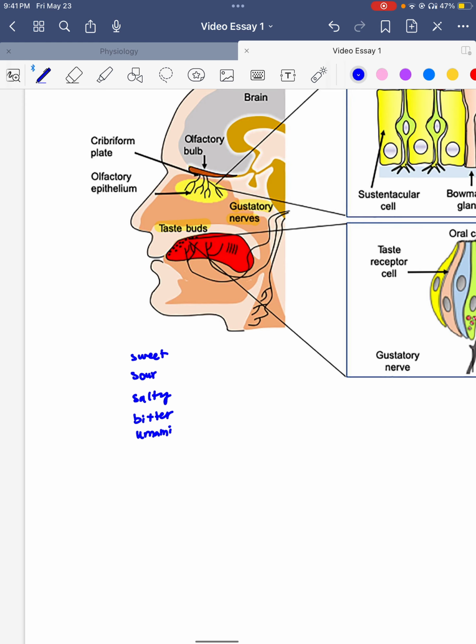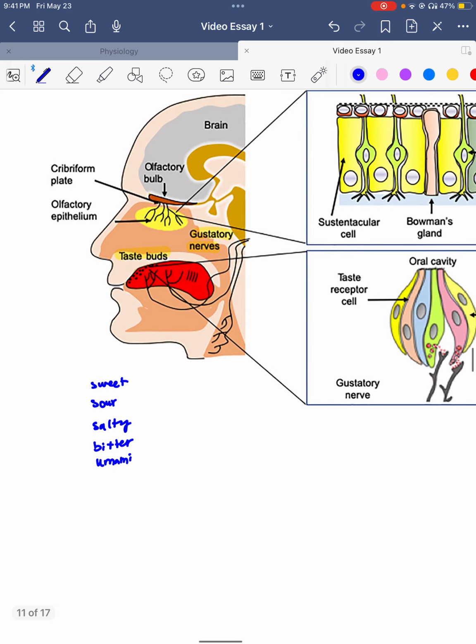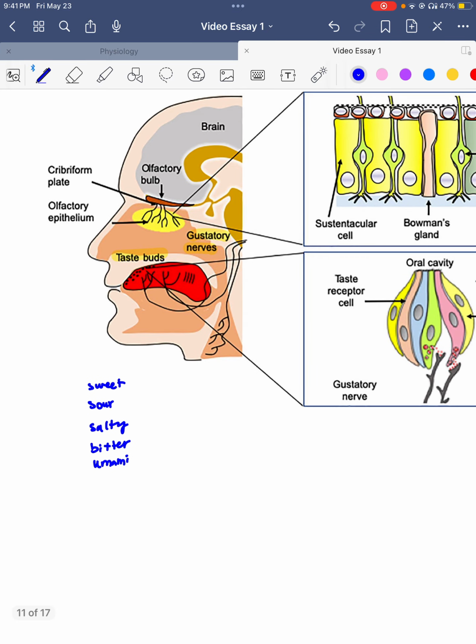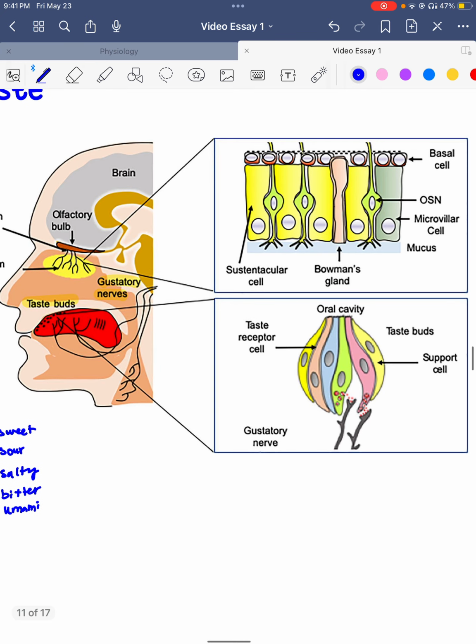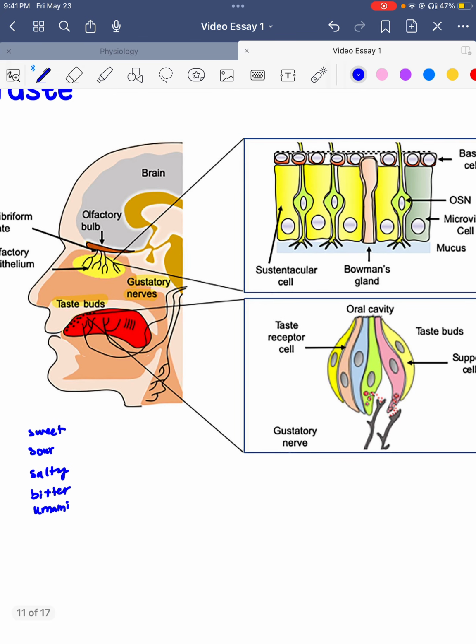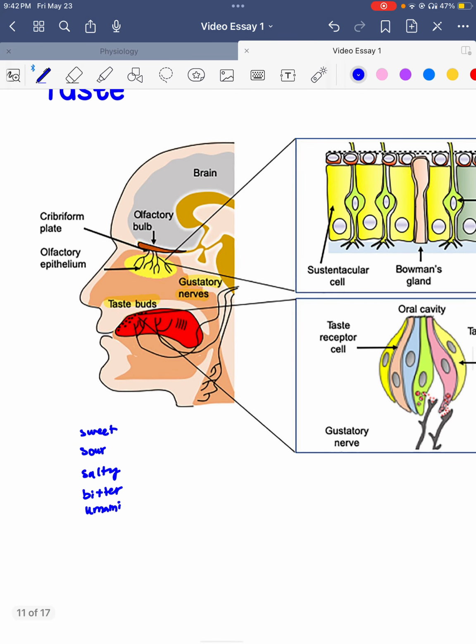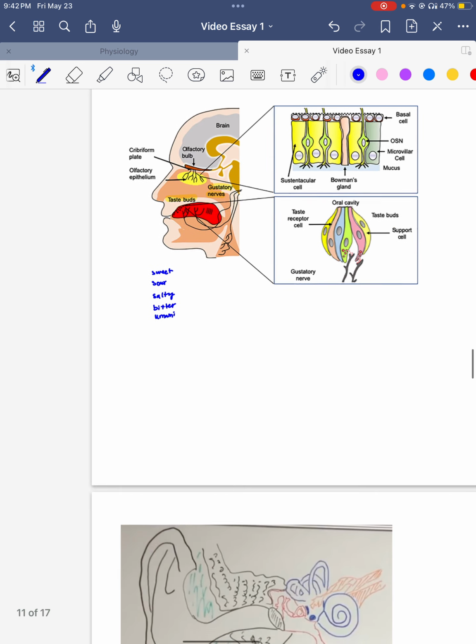When food molecules dissolve in saliva, they interact with these cells, triggering a signal transduction pathway. The resulting electrical signals are sent via cranial nerves to the brain, where we perceive them as specific tastes. Now let's move on to sound.